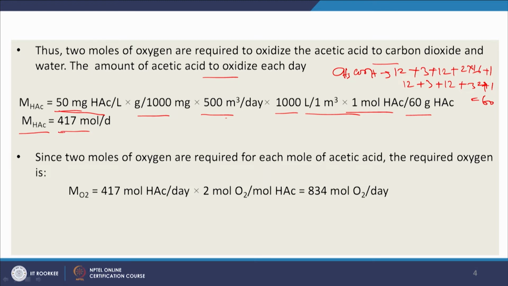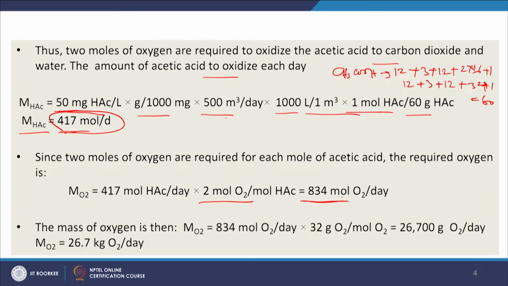How many moles of acetic acid are we having? We will be multiplying it by 2 moles of oxygen. So, that is equal to 834 mole oxygen per day, because the MHAC was 417 mole per day. So, now the oxygen which will be required is 834 mole per day.